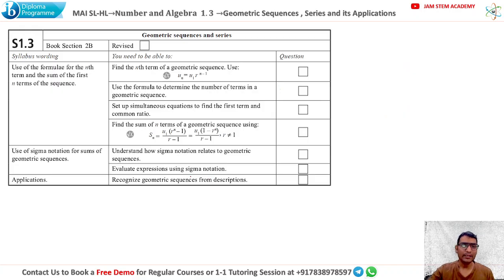Okay. So in this session, we have covered everything required for the S1.3 topic. We started with the general term formula, right? And saw how to find the total number of terms or a given particular term, the sum of n terms, the sum of infinitely many terms, right? And sigma representation, done. And we also covered an application of geometric series with that spacecraft problem.